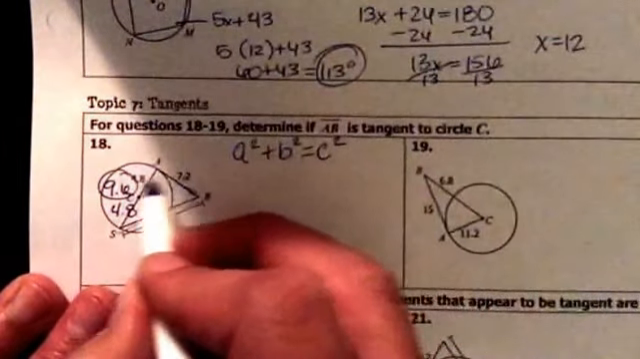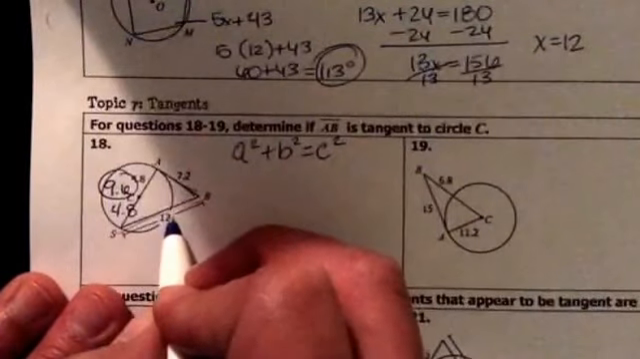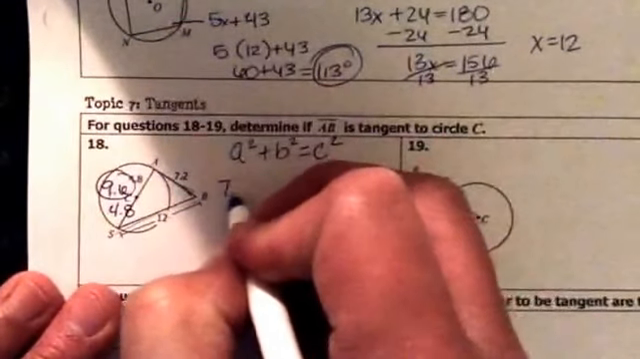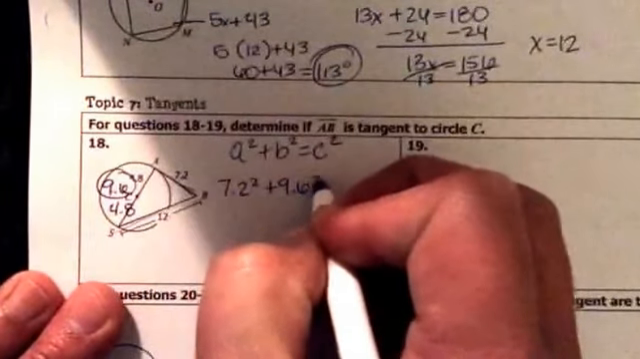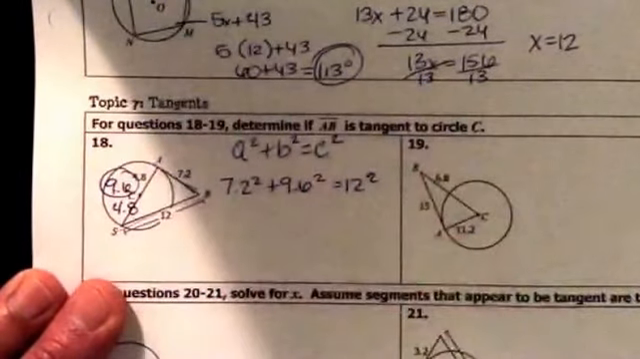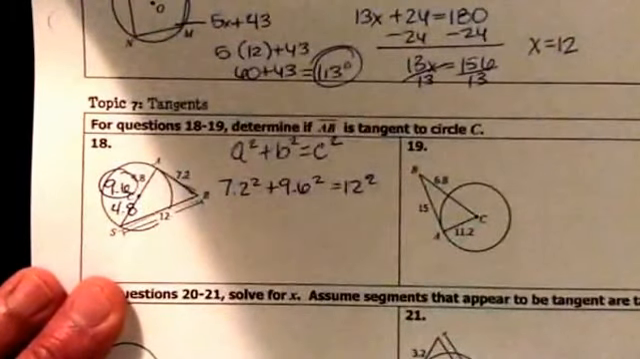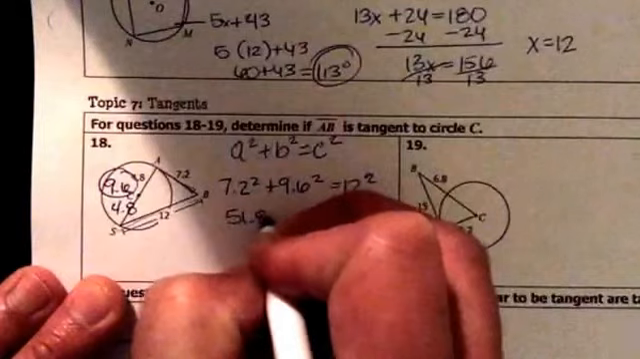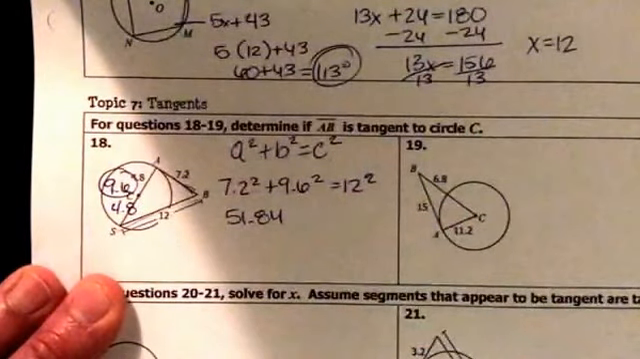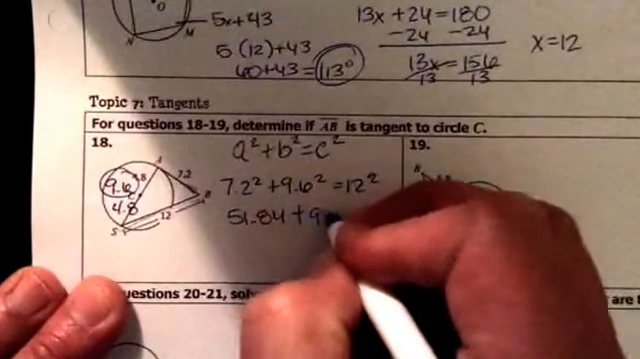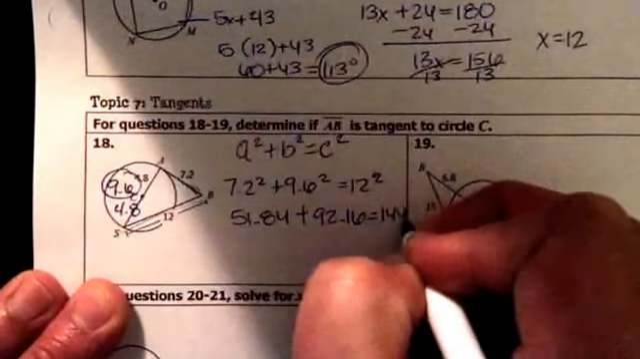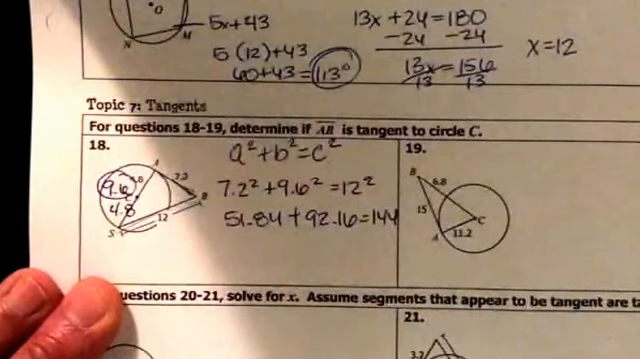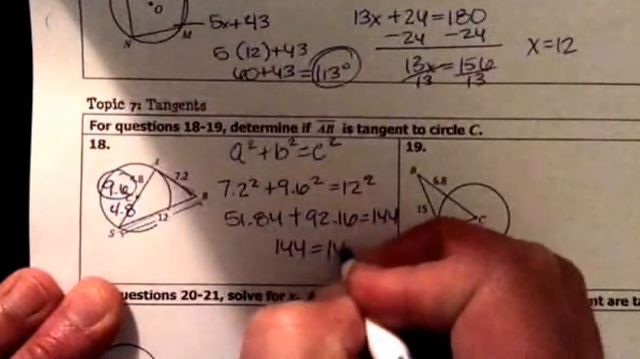Now again, keep in mind that these two are my legs because they're the shorter sides. 12 is the C, the hypotenuse. So I'm going to say 7.2 squared plus 9.6 squared equals 12 squared. Now if both sides are equal when you type this in the calculator, that means it is tangent. So 7.2 squared gives us 51.84. 9.6 squared gives us 92.16, and 12 squared is 144. If I add these two together, that gives us 144, and those two are the same thing.